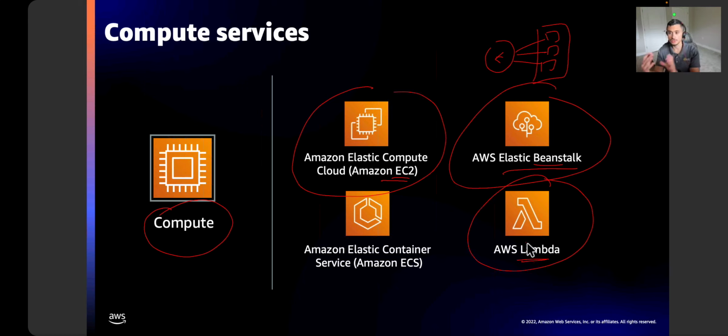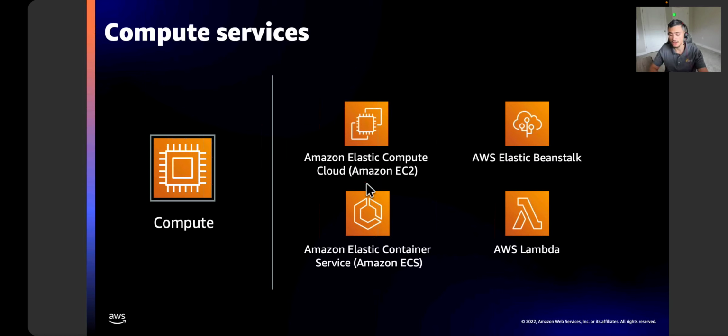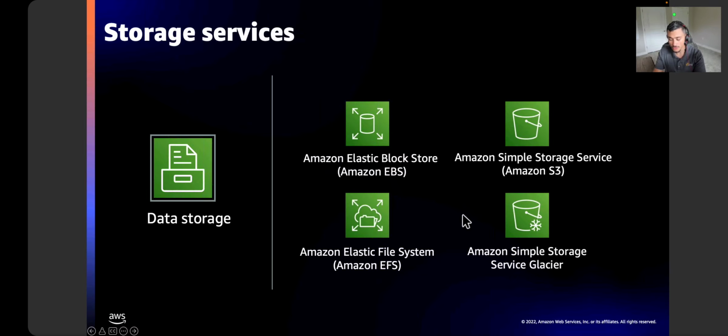Whereas Lambda is serverless. We don't have EC2 instances running in our account. It just runs your code in response to events, and then that's it. And then we have Amazon ECS, which is our Elastic Container Service. So ECS is basically for when you want to run and scale Docker containerized applications. You can do that using Amazon ECS.